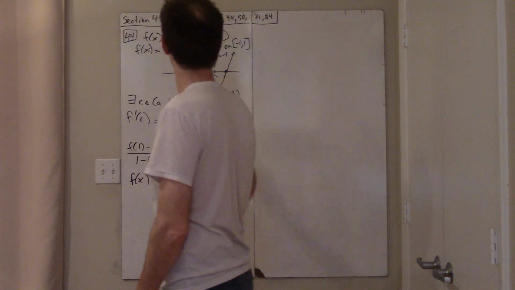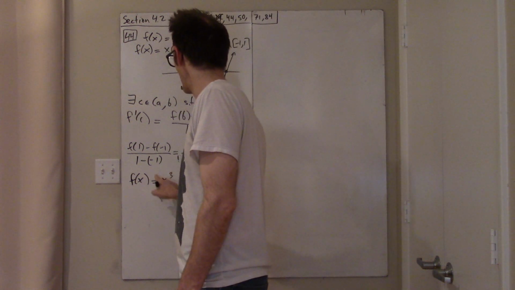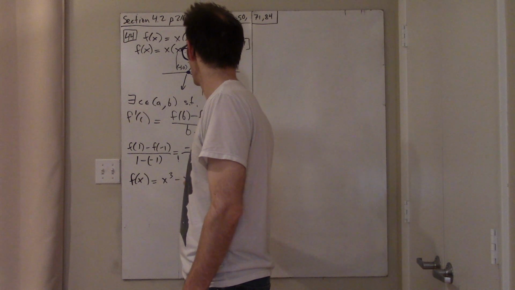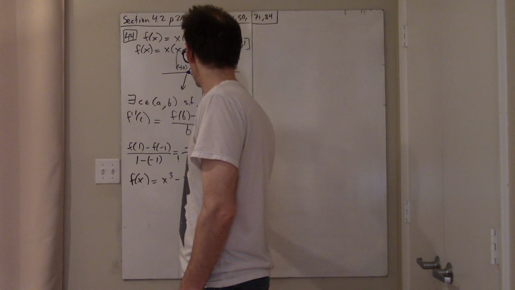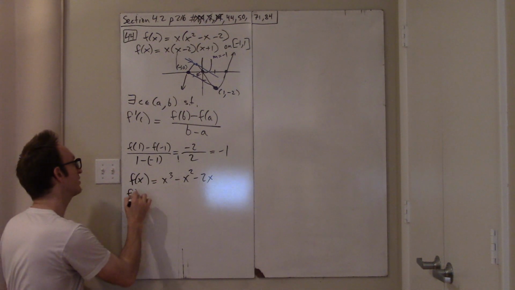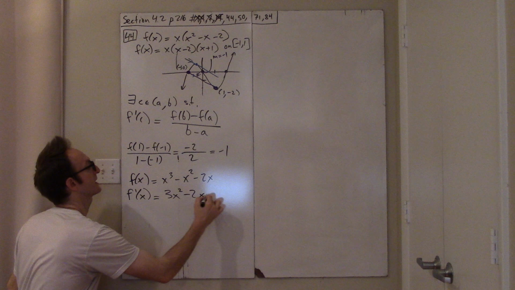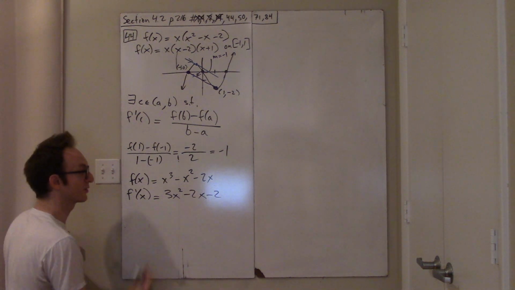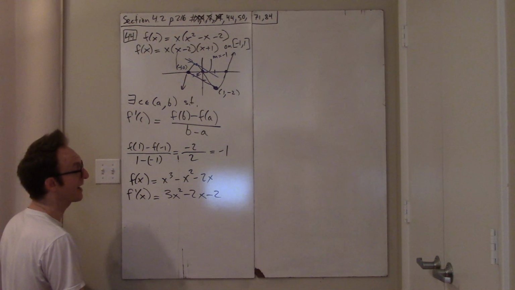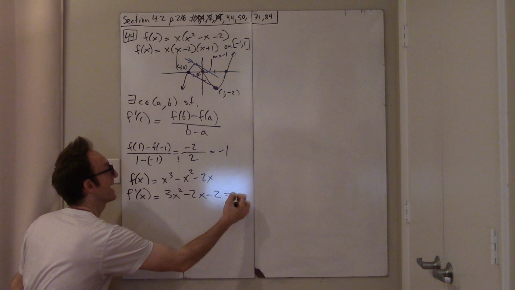So first of all, I think it makes most sense to just multiply this out. If I multiply this out, I get x cubed minus x squared minus 2x, the function written out in standard polynomial form. So now we take the derivative. We get 3x squared minus 2x minus 2. So that's the derivative. And what I now want to do is set this derivative equal to negative 1.